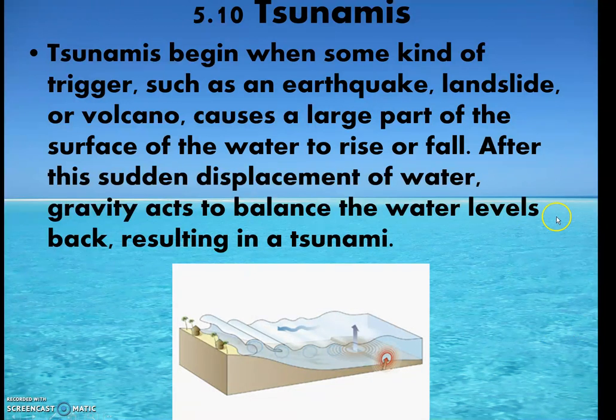So tsunamis begin when some sort of trigger, such as an earthquake, landslide, or volcano, causes a large part of the surface of the water to rise or fall. After this sudden displacement of water, gravity acts to balance the water levels back, resulting in a tsunami. So if you can see in this picture here, if there's an underwater earthquake, it creates a disturbance in the water, and that starts the water rippling. And as we're going to talk about on the next slide, this ripple starts very small, but as it nears land, the ocean floor pushes it up, and that's what creates the tidal wave that we think of as a tsunami.